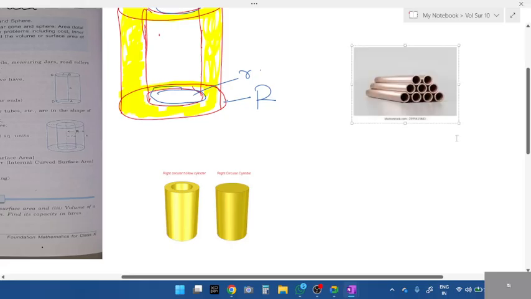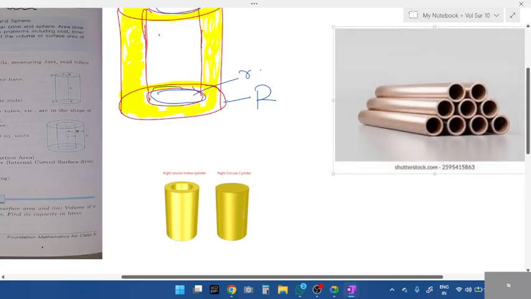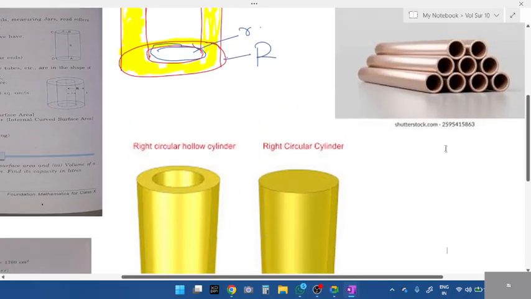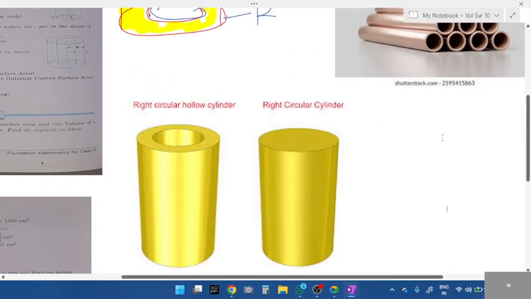See, this is the difference between a hollow cylinder and a solid cylinder. Right circular cylinder. This is a solid cylinder, students. Can you all see the difference? The solid cylinder, you won't have any opening. This is what I was talking about. This is the circular shape. Circular, what do you call? Curved surface area. Circular shape. Curved surface area.